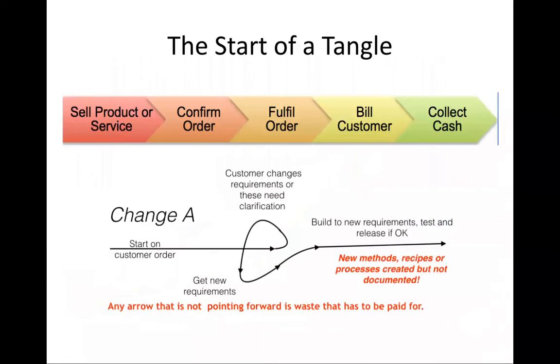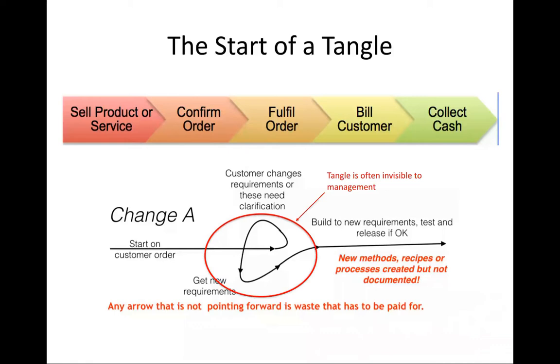The ideal process provides a consistent and uninterrupted straight line flow of materials, information, and decisions, each step in the process providing what is required at the right time, quality, and quantity. But when the process loops back to correct errors, to get more information, or to manage changes to requirements, this can result in a tangle when this is not part of a controlled process. Further loopbacks increase the complexity of the knots as they draw in other processes and people. And any arrow that is not pointing forward is waste that has to be paid for. But these tangles are often invisible to management.